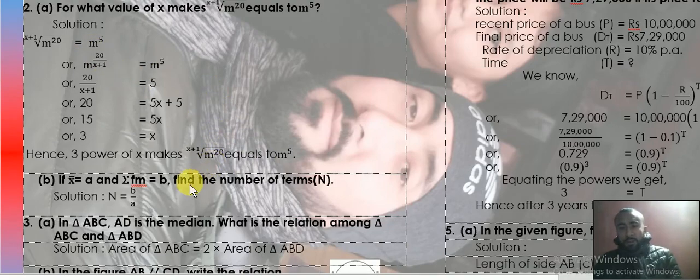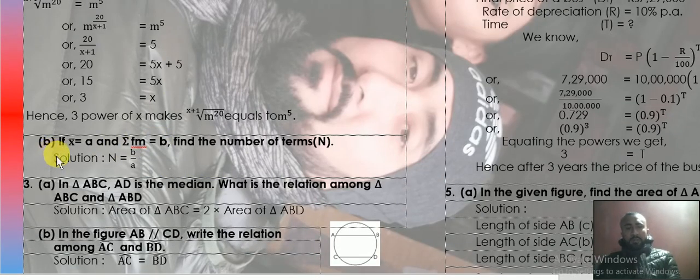Regarding question number 2a, here you need to show some process. You can see here, this can be written as m to the power 20 divided by x plus 1. Now since the bases are the same, we can equate the powers. So 20 divided by x plus 1 is equal to 5. This gives x is equal to 3. And lastly we will be writing the conclusion, that's 3 is the value of x. In this way you will be writing the conclusion for this question.